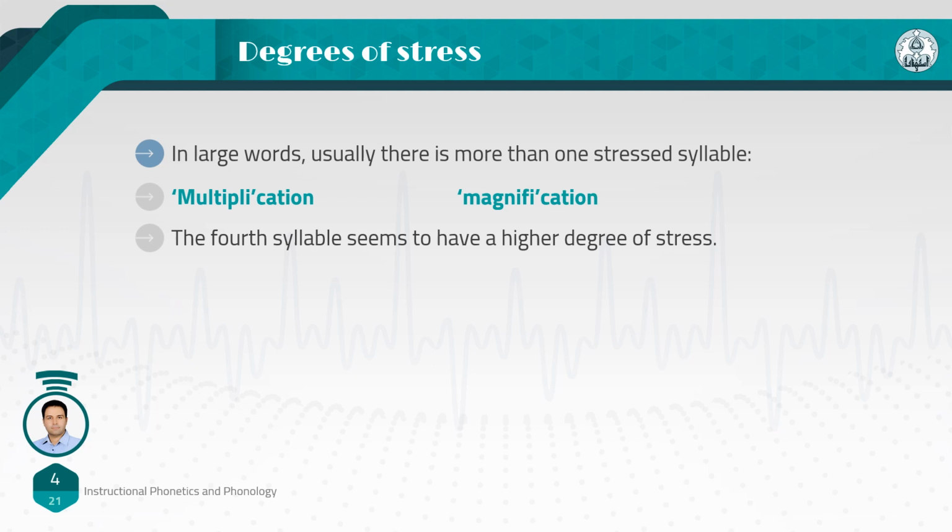But this apparently higher degree of stress on the latter syllable occurs only when the word is said in isolation or at the end of a phrase. Try saying a sentence such as, "The psycholinguistics course was fun." If you tap on each stressed syllable, you will find that there is no difference between the first and the fourth syllables of "psycholinguistics."